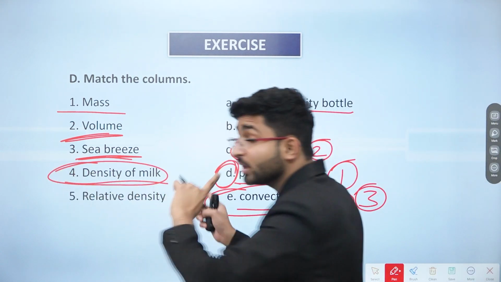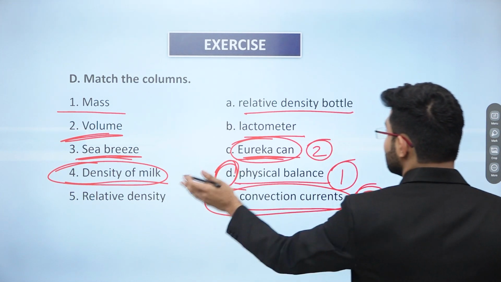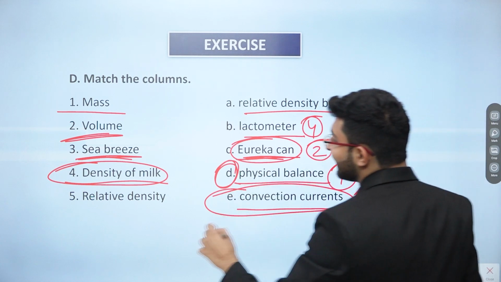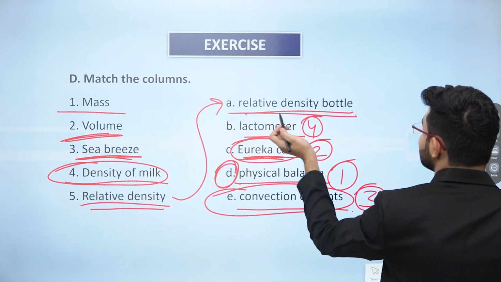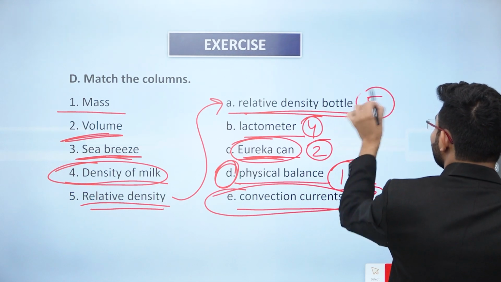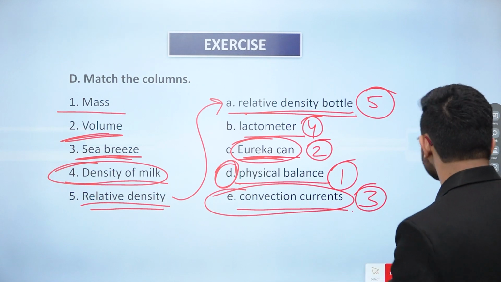Then we have density of milk. Density of milk, or the purity of milk, can be measured with the help of an instrument, that is lactometer. So 4 goes here, and the last one remaining is relative density, which can be measured with the relative density bottle. Right? So these are the correct answers for the correct options. Okay, I hope this is clear.